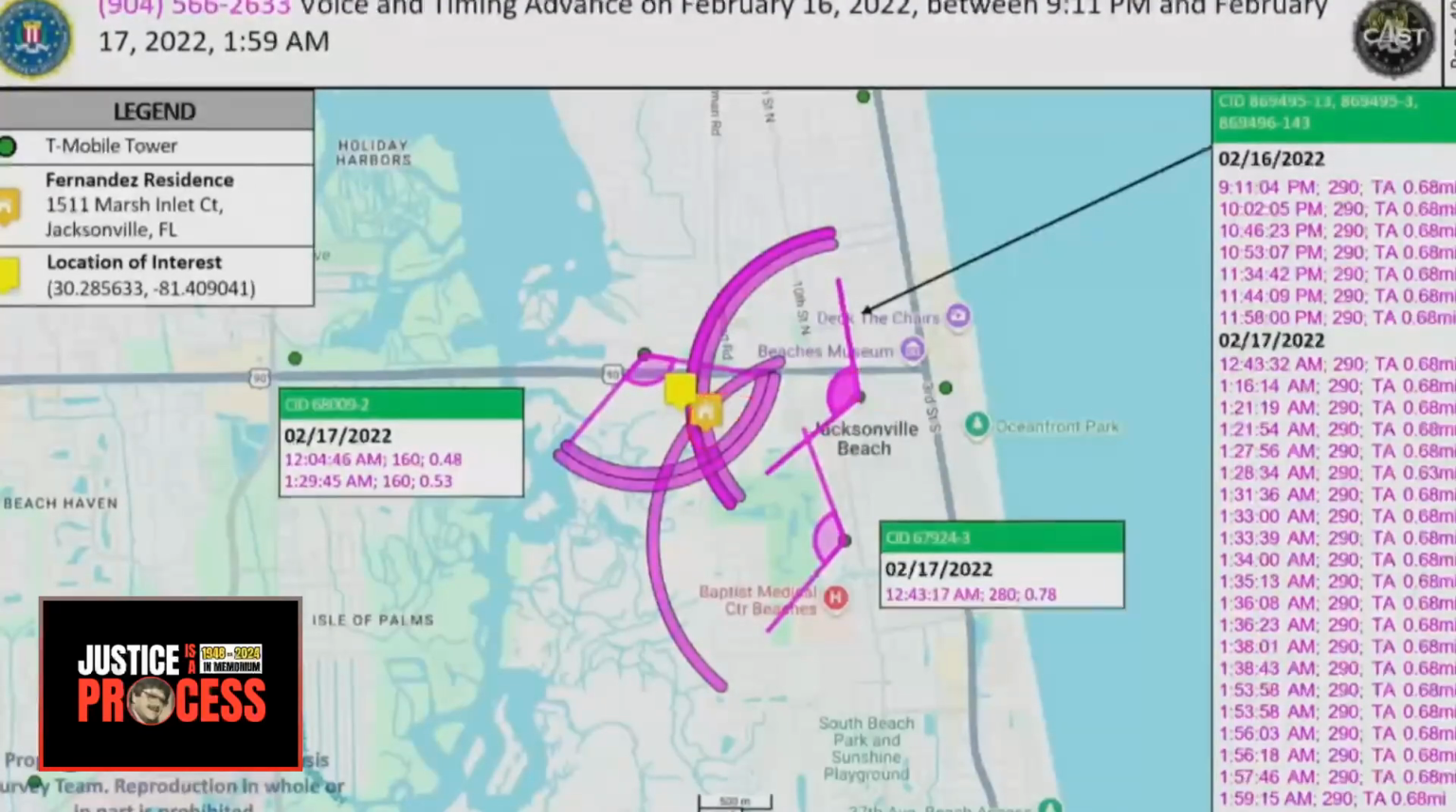And again, during this time frame, we have timing advance records. We do have data available for the phone at 9:11, and then data not again available until 10, between the hours of 10 and midnight. And then on the 17th between 12:45 and then fairly consistently up until the last time frame mapped.